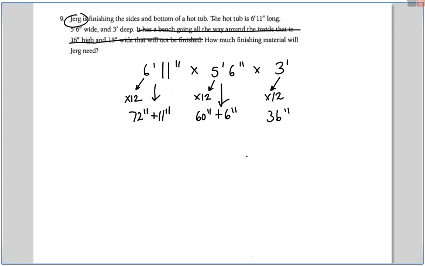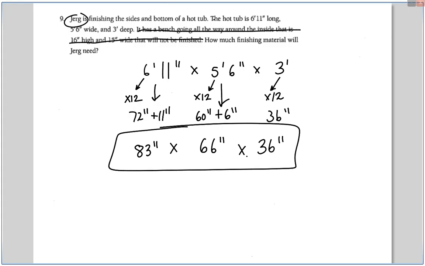Let's add all these inches up. 72 and 11, 83 inches by, this one's easy, 66 inches, and by 36 inches. So this is the length, width, and height of a box that basically will be your hot tub. And if you were to put in some surface area finishing material, how would you do this? The formula sheet says 2LW plus 2WH plus 2LH, or something like this.